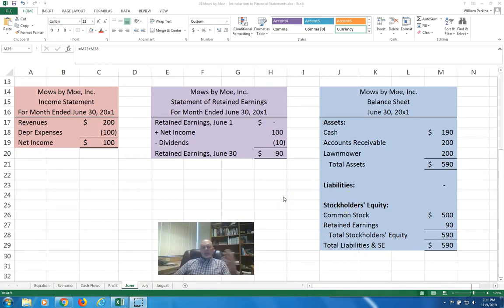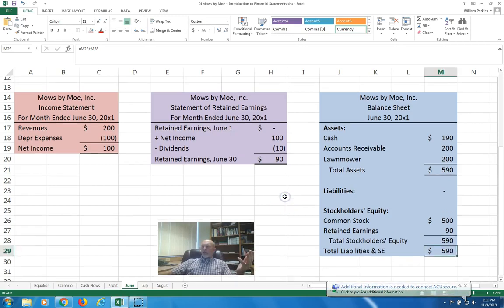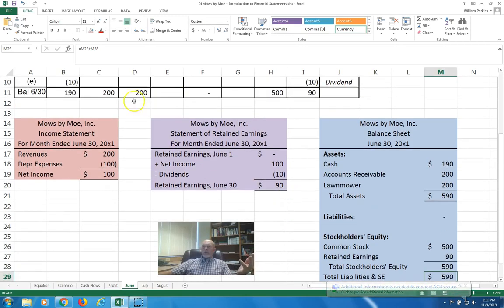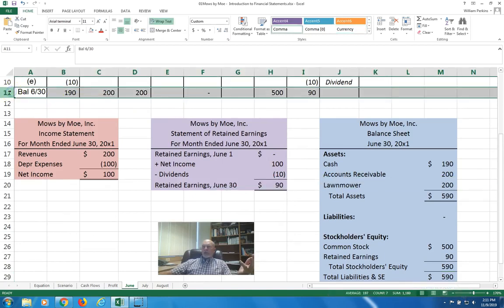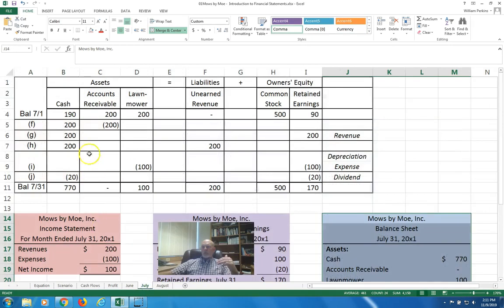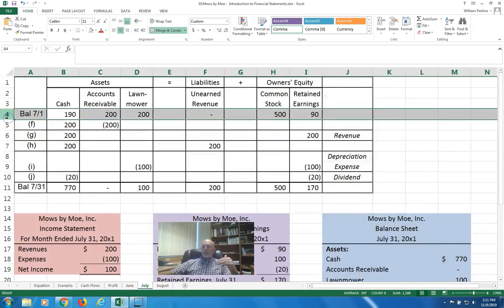So that's the end of June. Now we're going to come back to work and go into July. When we look at the accounting equation for July, all of these column totals that we ended June with, that's what we begin the month of July with. So those numbers carry over and they're at the top of the column.